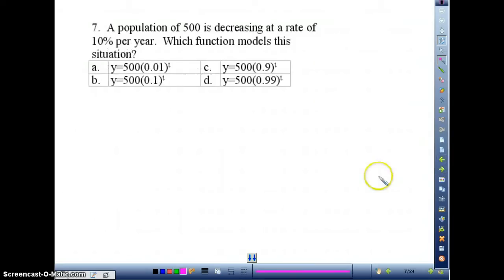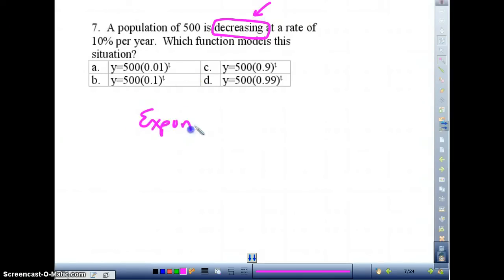Number 7, a population of 500 is decreasing at a rate of 10% per year. Which function models this situation? Okay, well, this is a situation of exponential what? Is this exponential growth? Is that compound interest? Is that exponential decay? Or is that half-life? Well, this right here gives you a clue. This is exponential decay.